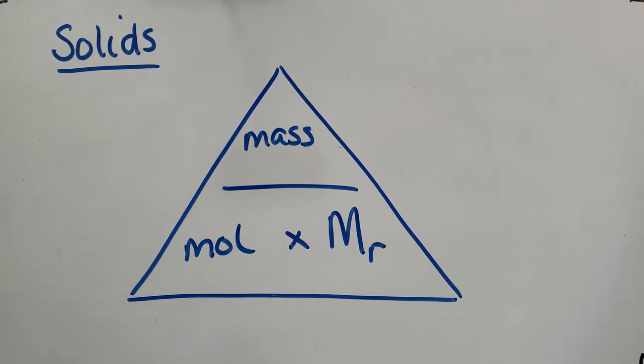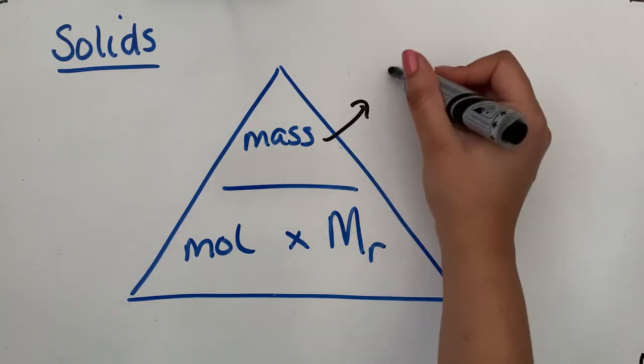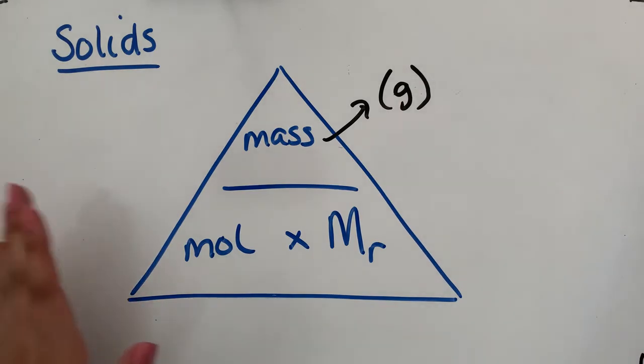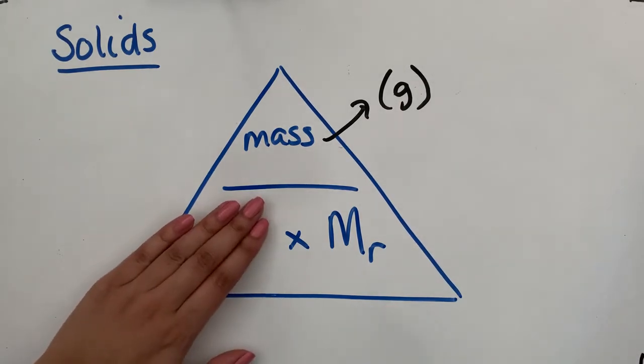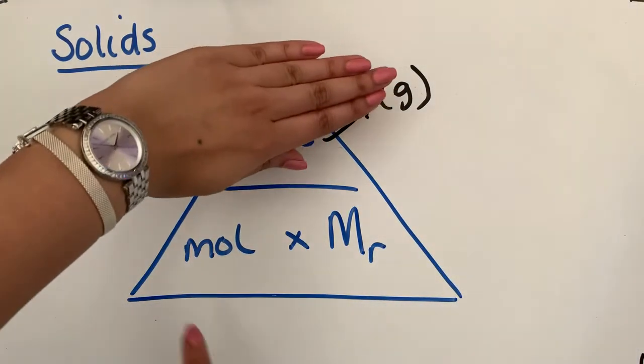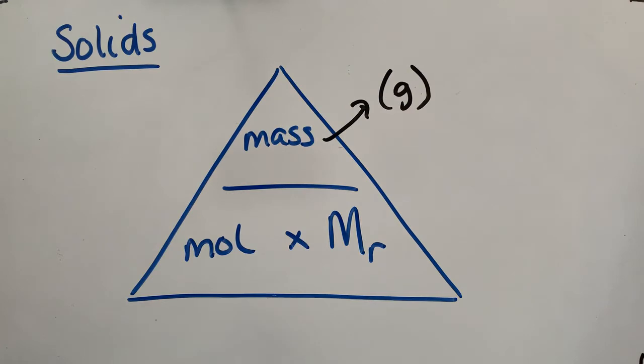In chemistry, the mass should always be in grams. So make sure when you are using this equation here, your mass is in grams. And again, if you're trying to work out the moles of a solid, it is just mass divided by molar mass. If you're trying to work out the mass, it is moles times molar mass, and so on. So that one should be fairly straightforward. You use this equation when you're referring to a solid compound.